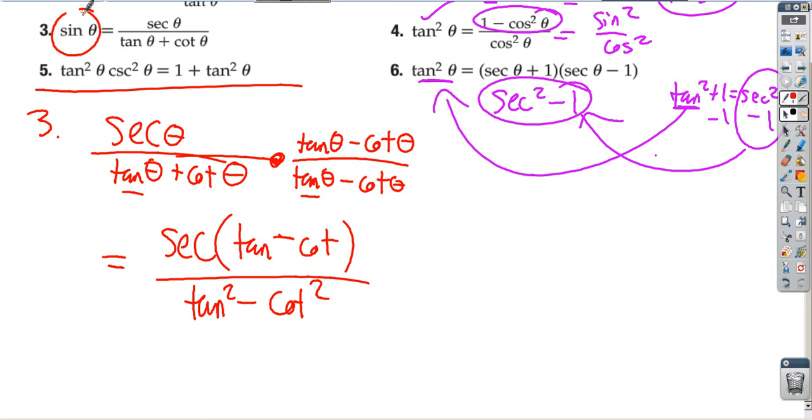So when we're not sure what to do, probably the next best thing to do is to change things into sines and cosines. So let's try that. So secant is the same as 1 over cos.